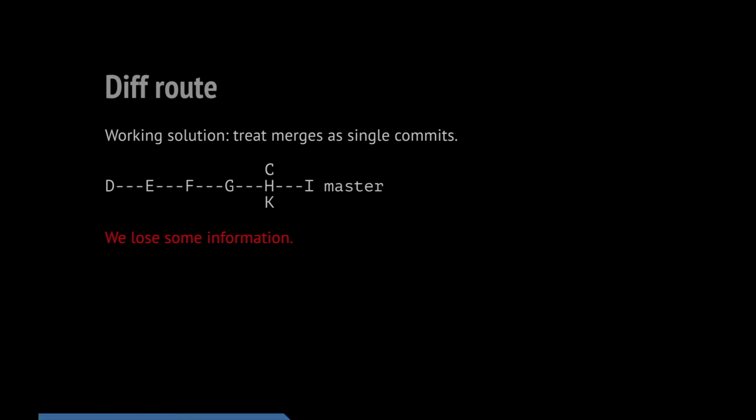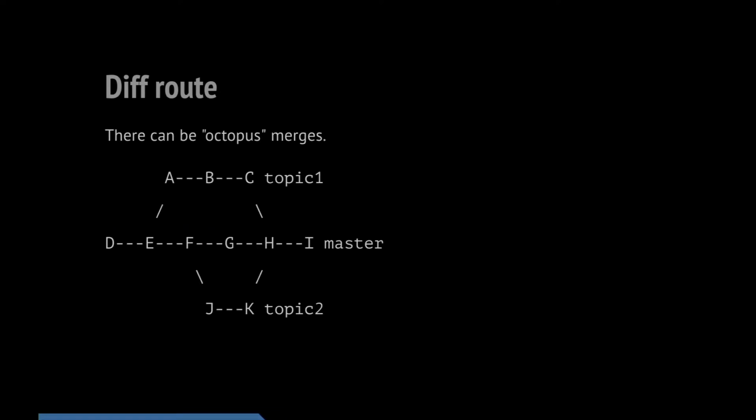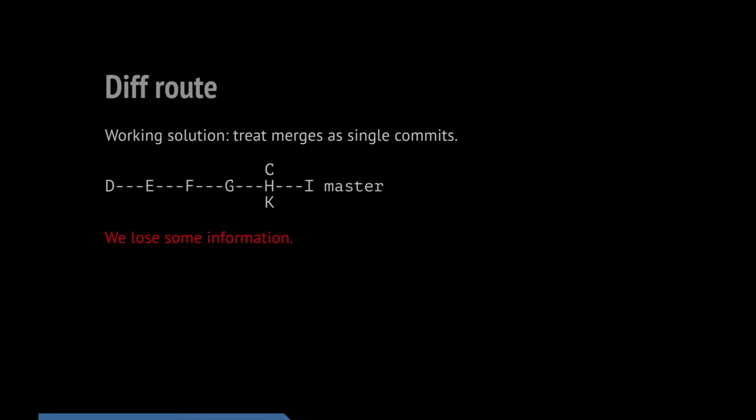So what we do is not an ideal solution. I think git blame does the same. We just merge all commits at the point the merge commit was created and treat them as a single commit. That way we lose some information about history in topic branches, but we survive and are still able to do something.